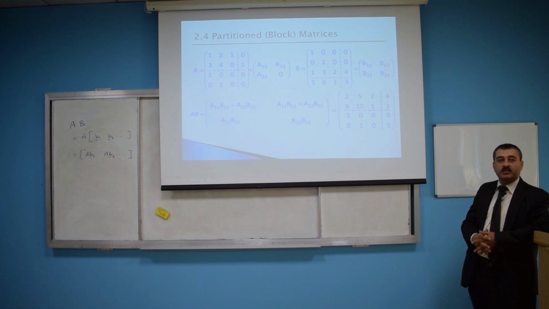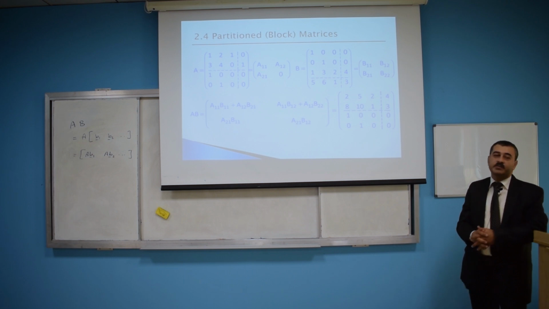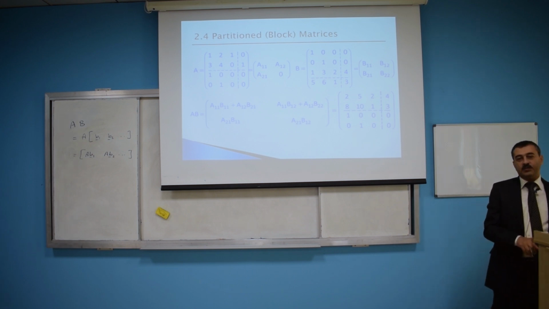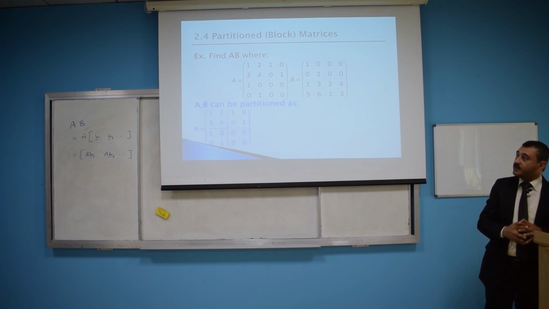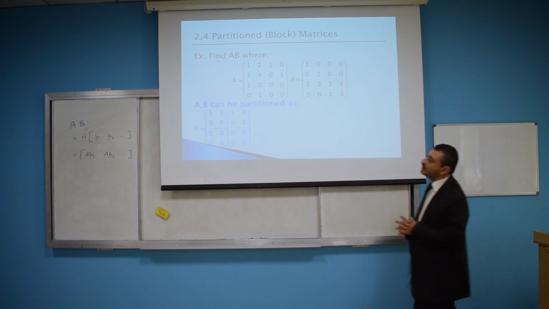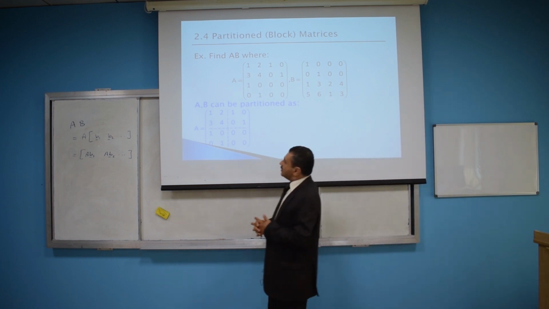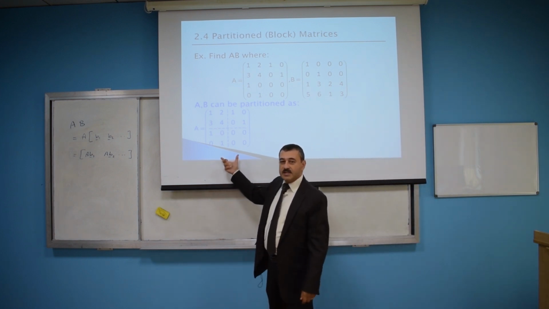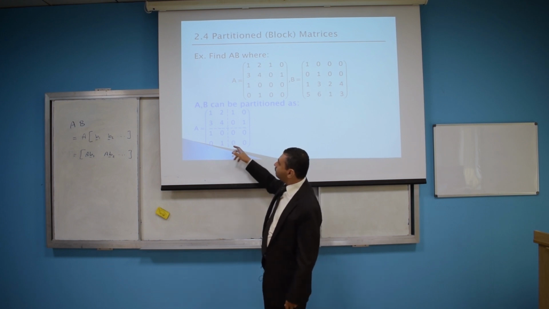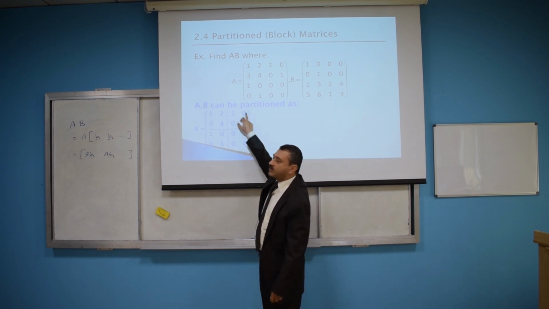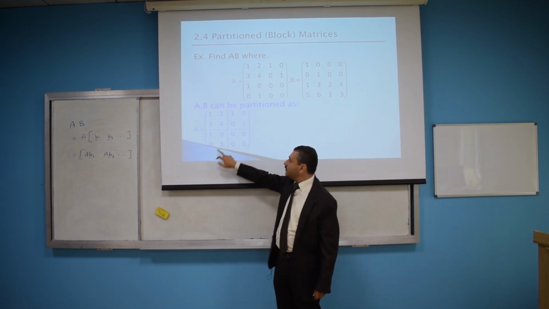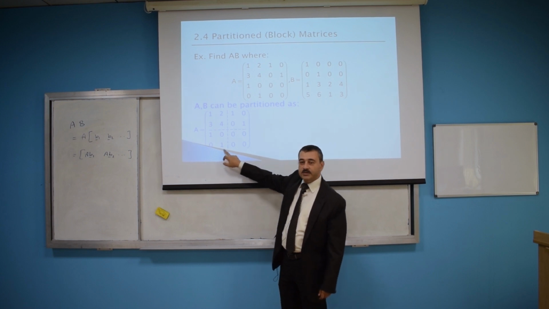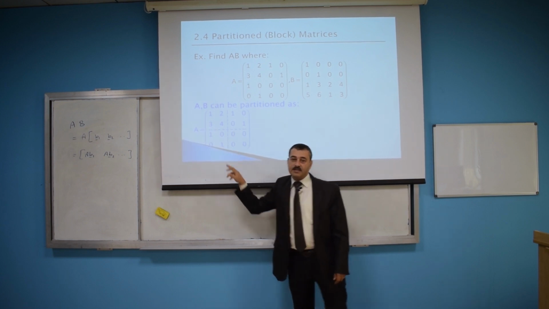However, for the same problem, we can do different partitioning to simplify the computation. So let's choose another partitioning and see what is the difference. Let's divide the matrix A this way. So what is the advantage of this partitioning? You have here an identity matrix, which is I2. And here is another I2. And here is a 0 matrix.